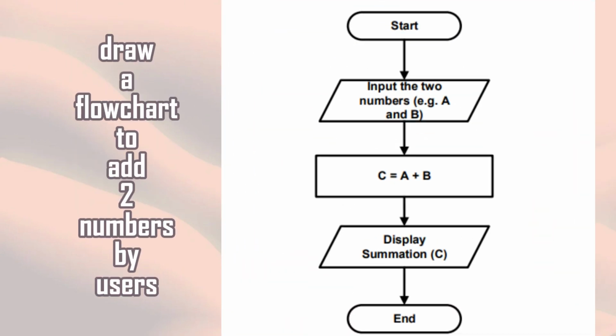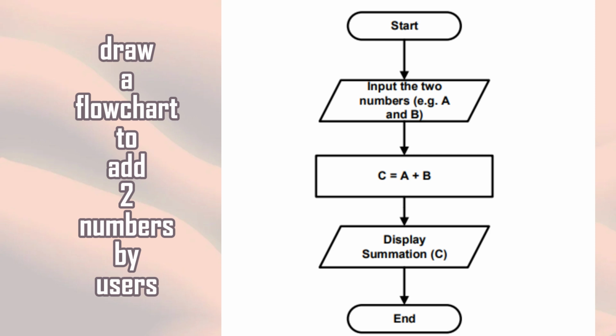This example is very easy and basic, in which you have to draw a flowchart to add two numbers entered by a user. In this, you do not have to enter the exact number, you have to put variables instead, for which the user will put the numbers.